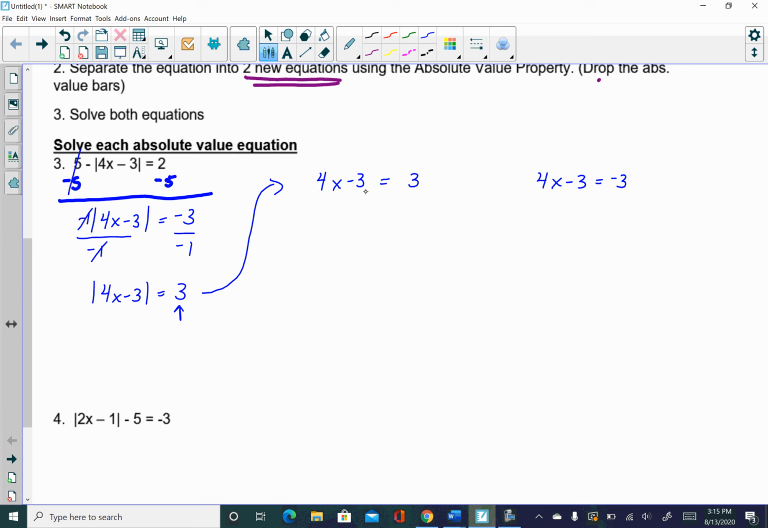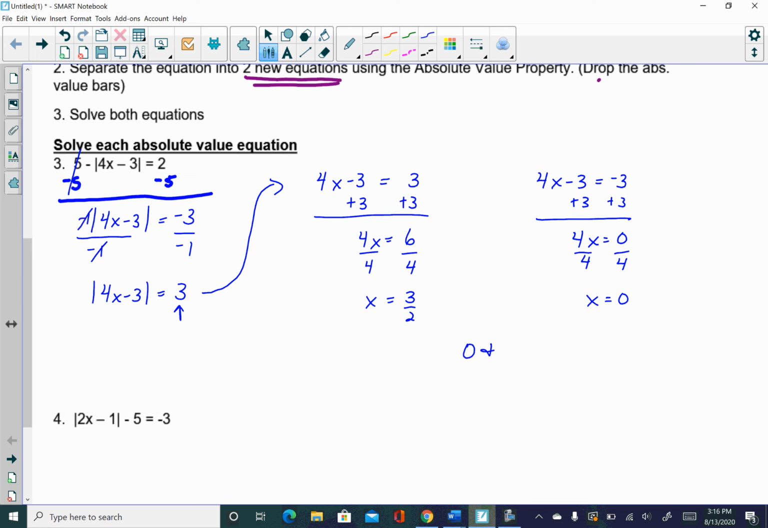And at that point, you notice I dropped the absolute value bars. And then it's just a straightforward equation. So add 3 to both sides. 4x equals 6, divide by 4, x equals 3/2. So that's one answer. Come over here, add 3 to both sides. 4x equals 0, divide by 4, x equals 0. So those are your two solutions, 0 and 3/2.